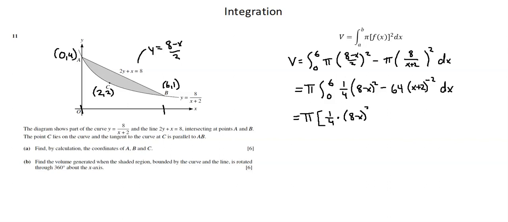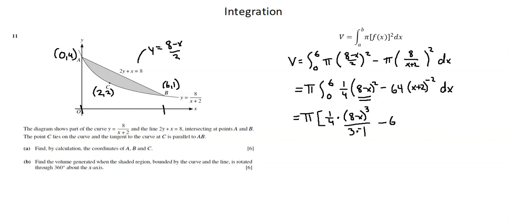I'll increase the exponent by 1. I'll divide by the new exponent, and I also need to divide by the derivative of the inner function. This is like a reverse chain rule concept. So the derivative of the inner function, 8 minus x, is negative 1. With the chain rule in differentiation, I'd multiply. In this case, I'm going to divide by negative 1. So I'm dividing by the 3 because that's my new exponent. I'm dividing by negative 1 because that's the derivative of the inner function.